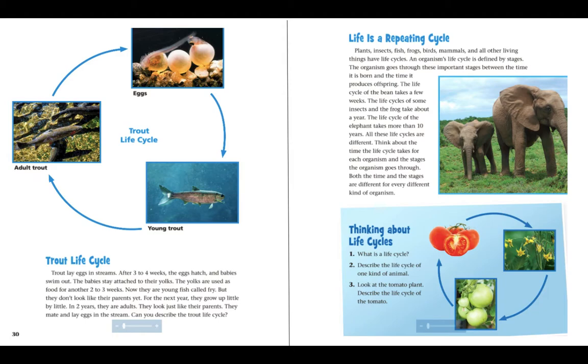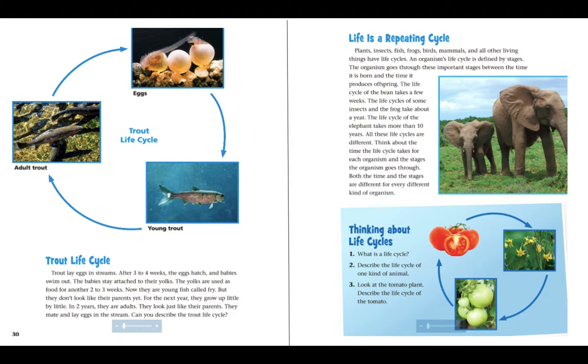Life is a repeating cycle. Plants, insects, fish, frogs, birds, mammals, and all other living things have life cycles. An organism's life cycle is defined by stages. An organism goes through these important stages between the time it is born and the time it produces offspring.